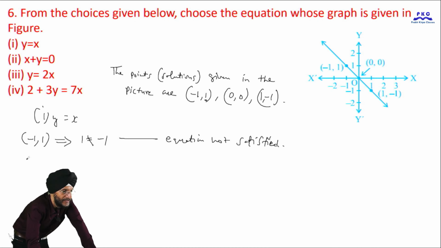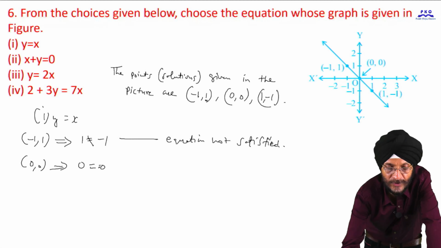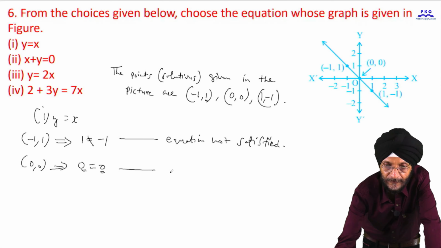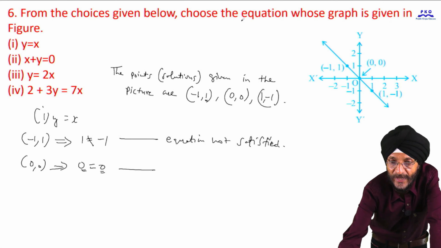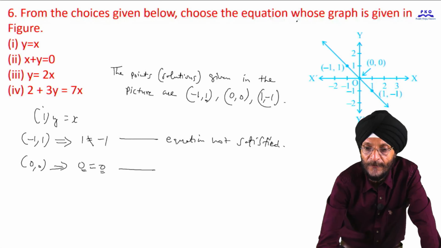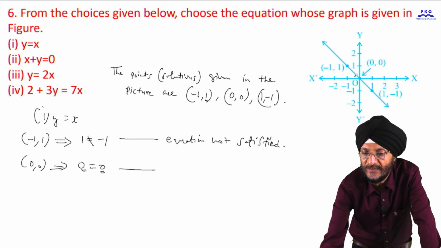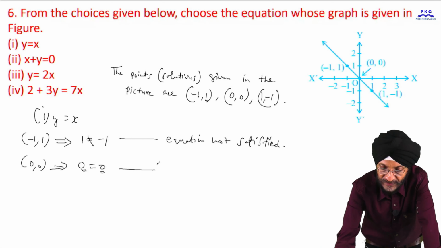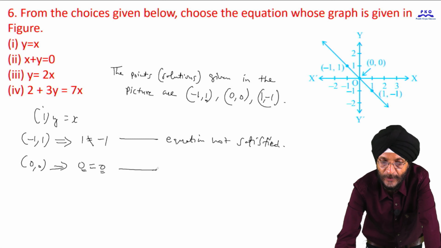So the next point is (0, 0). Here we will fill the values. It becomes 0 is equal to 0. Here it is the value of x, it is the value of y. Equation satisfied. Here we have to find out those choices where all these points are satisfied. Here it is satisfied only in this one equation point.